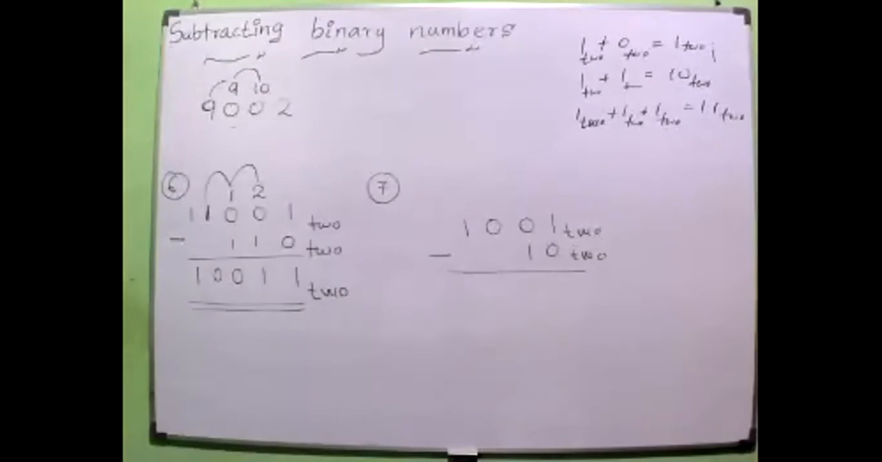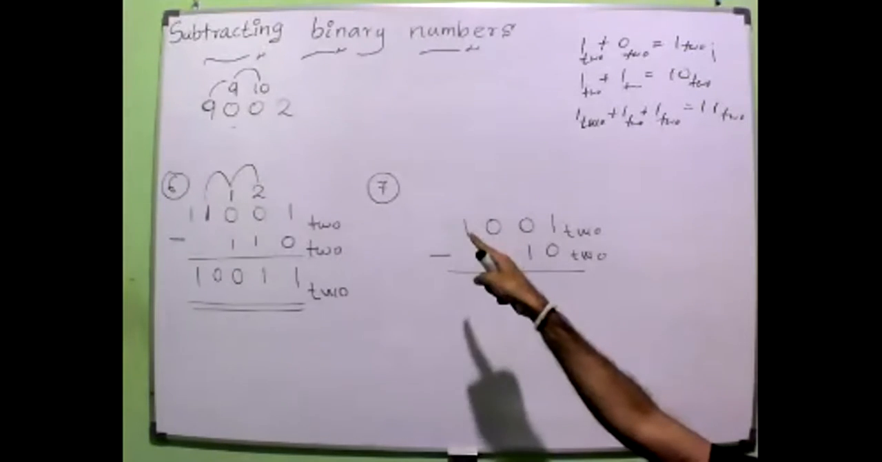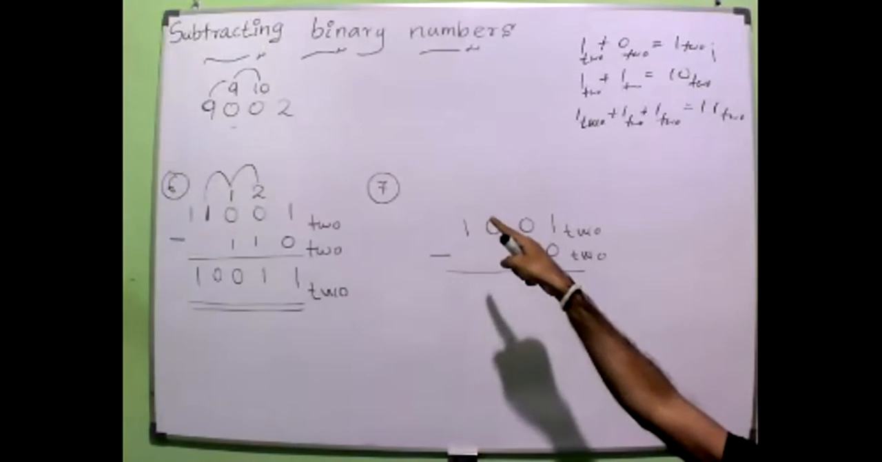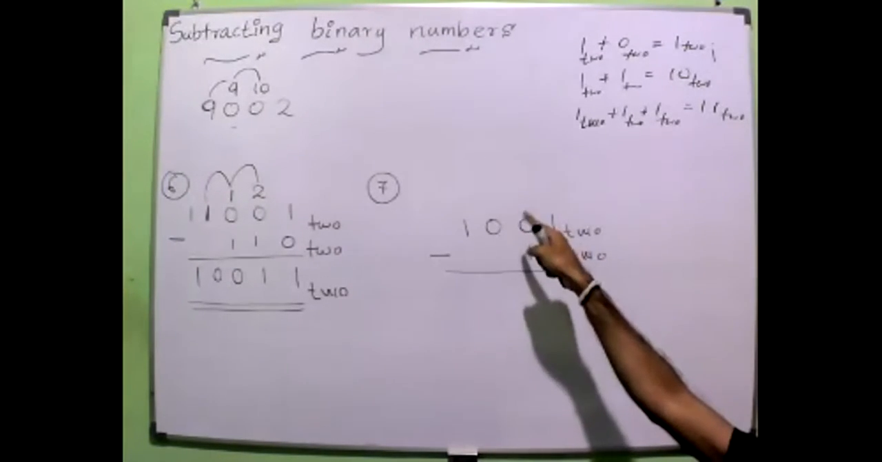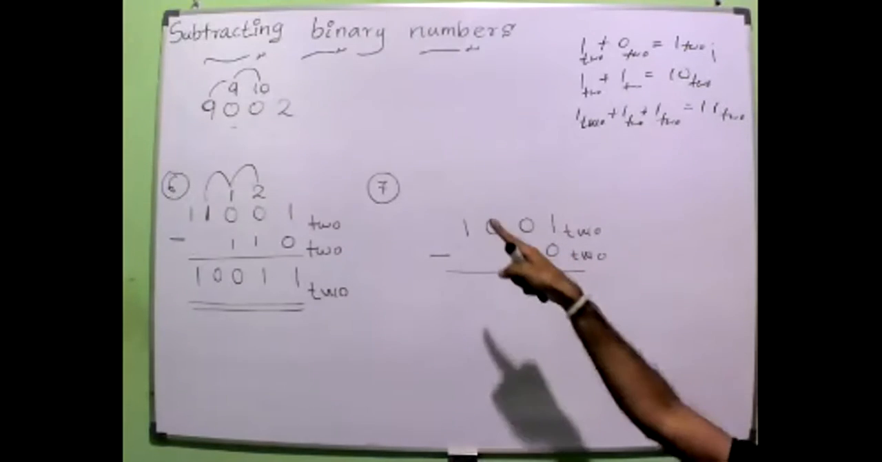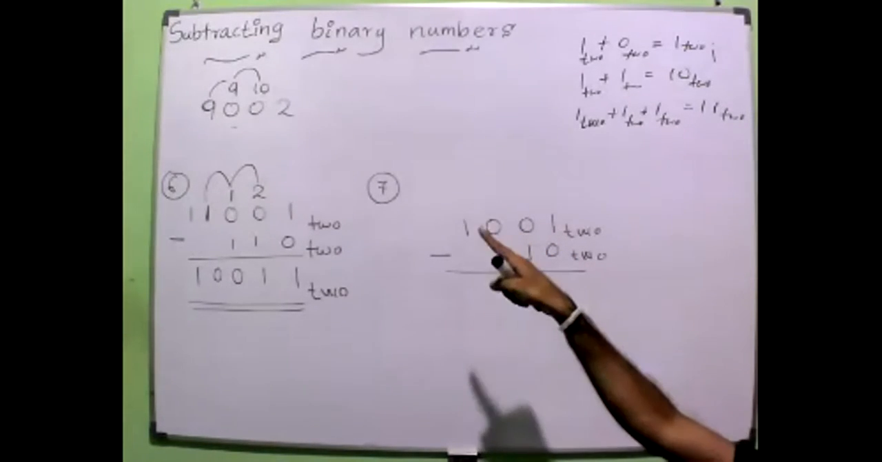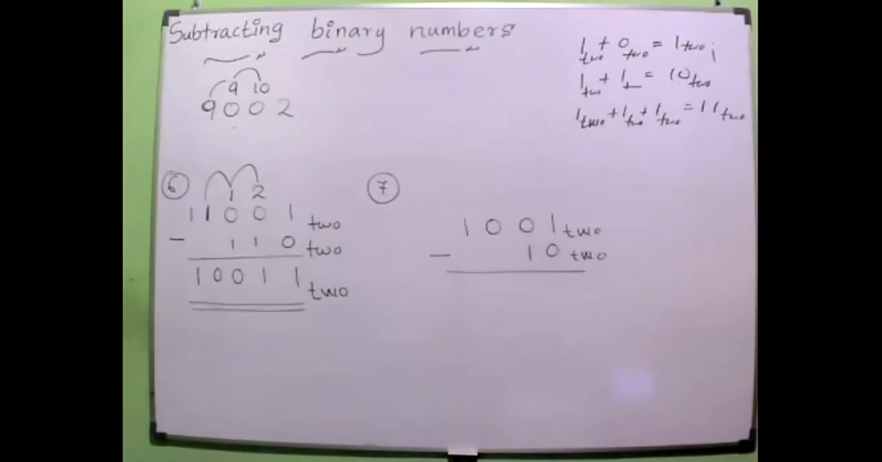You have to pay your attention when you are jumping to your right hand side. 1, it becomes 2, leaves 1, becomes 2. 2 minus 1, 1. Here leaves 1, 1. Here leaves 0. So send me the answer. By practice only you can do that. You need to practice.